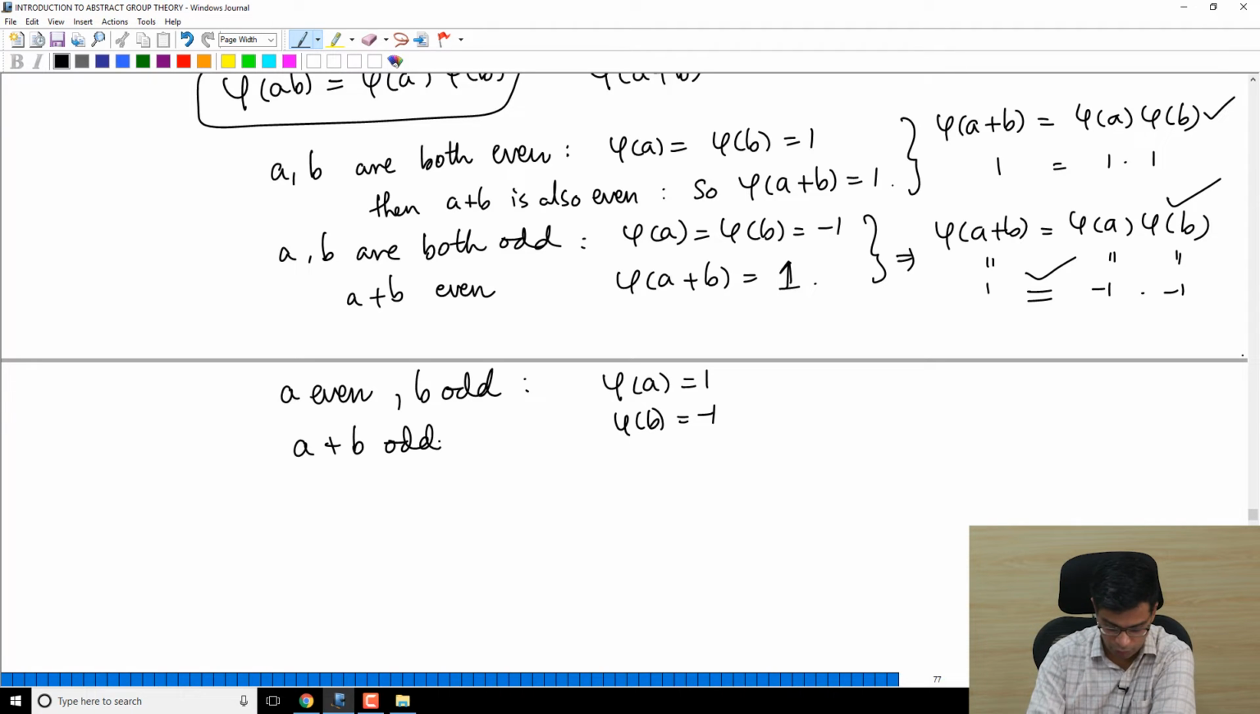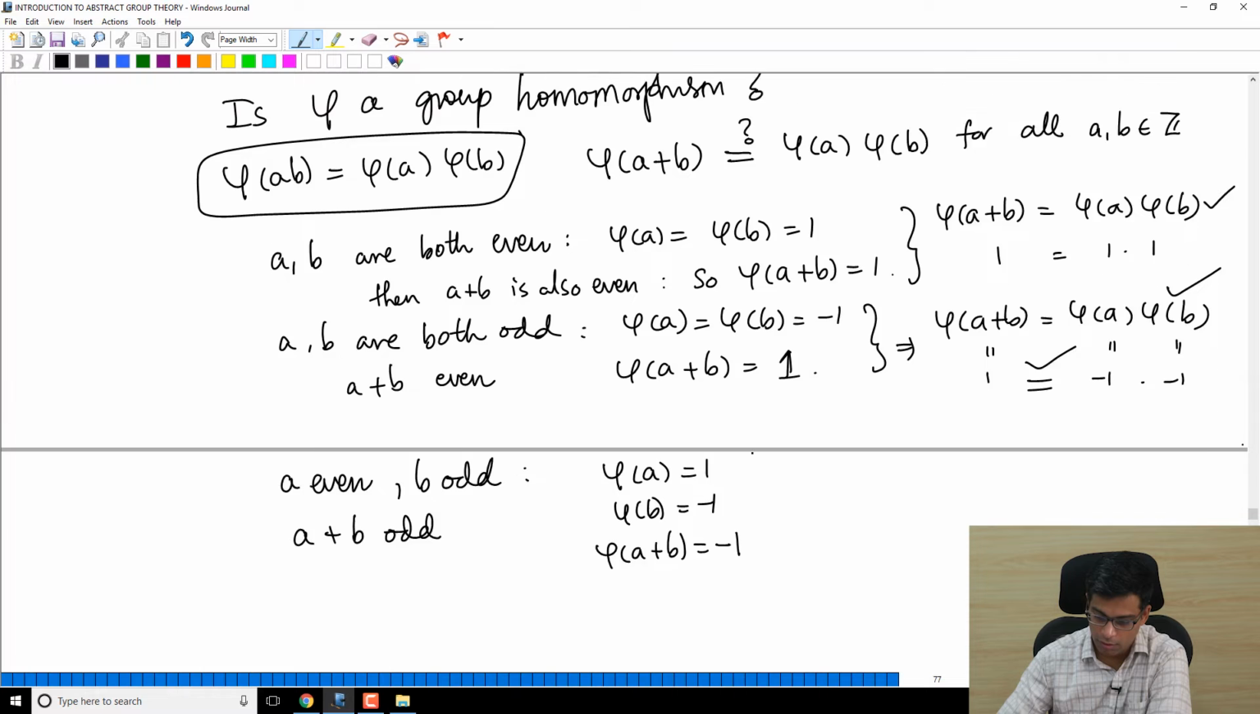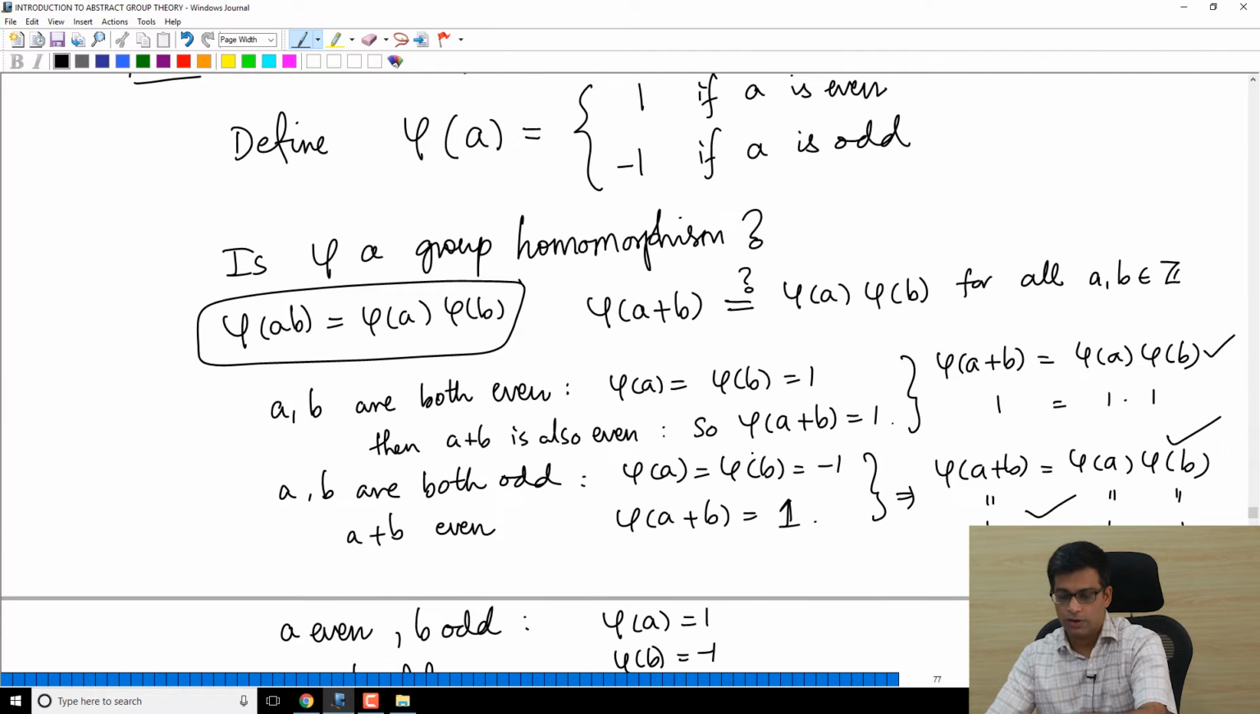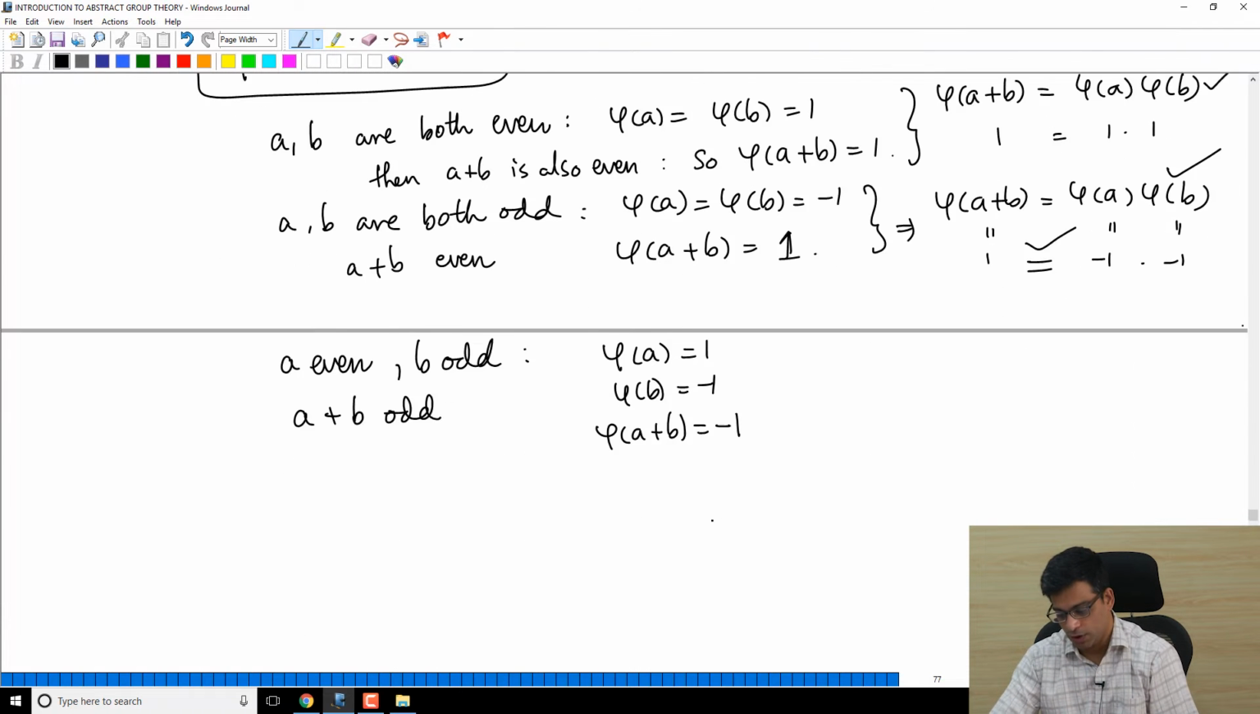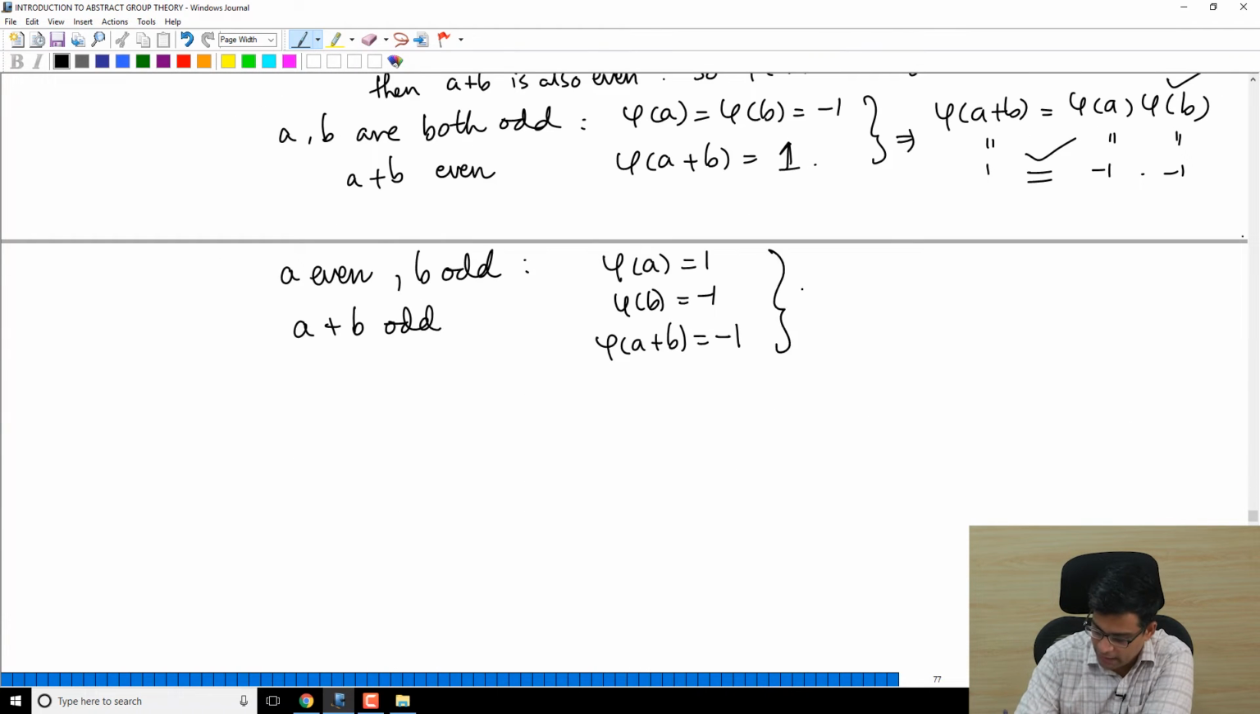So when you add, you won't get a multiple of 2. So A plus B is odd, so phi of A plus B is minus 1. Again, remember the function: odd numbers go to minus 1 and even numbers go to 1. So in this case again we have phi of A plus B is phi of A times phi of B, because this is minus 1, and this is 1, and this is minus 1.